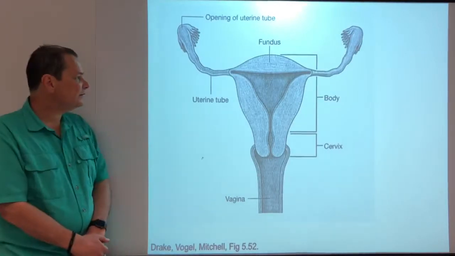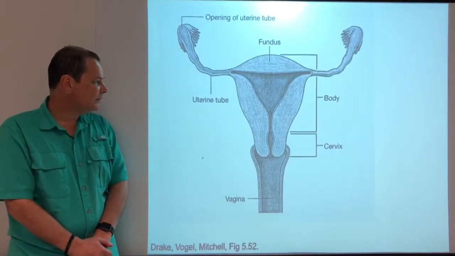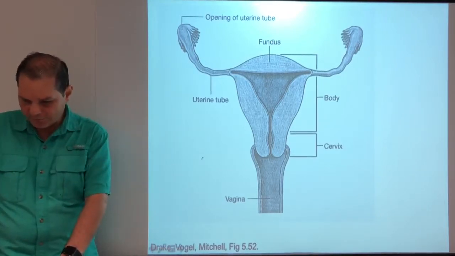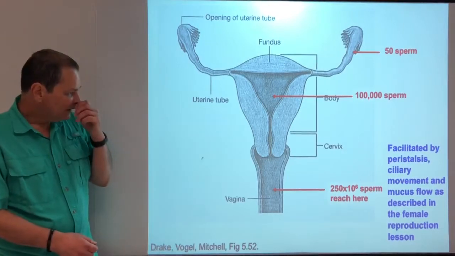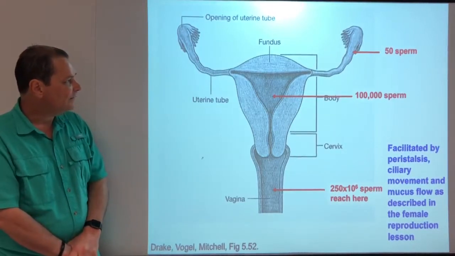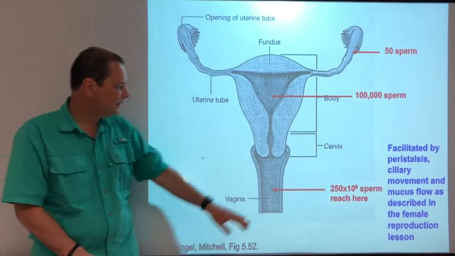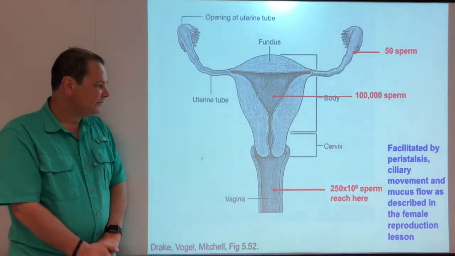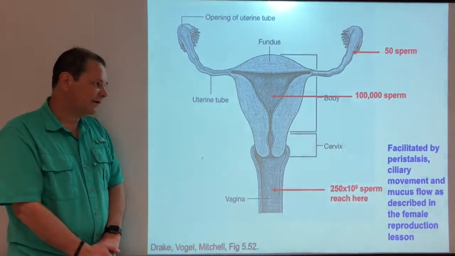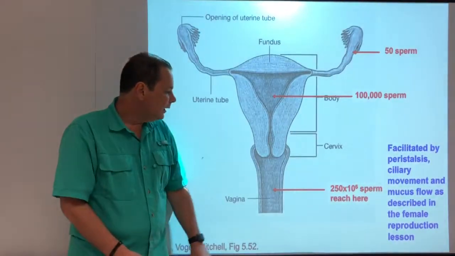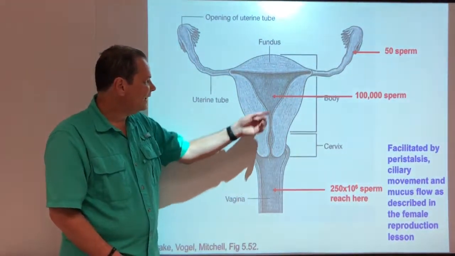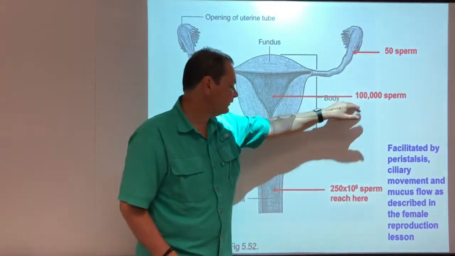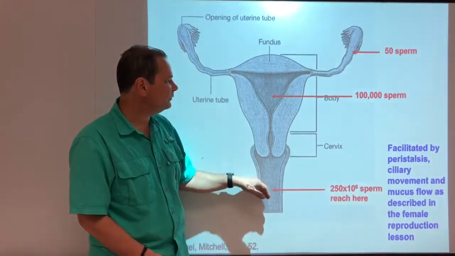Fertilization. So this is the organ that has brought so much joy to the world, and the female reproductive tract. And as we described in the male reproductive lesson, you get a lot of sperm deposited in the vagina, about 250 million, give or take, up to about 400 million. But when you look at how many of those sperm actually get past the cervix into the uterus, it's only about 100,000. So there's a big drop off between these two spots.